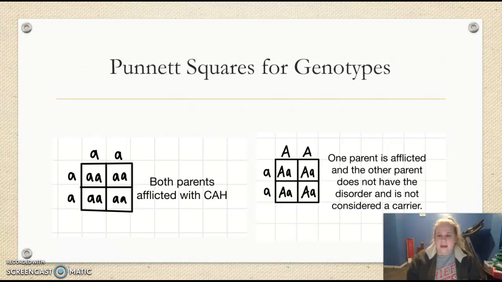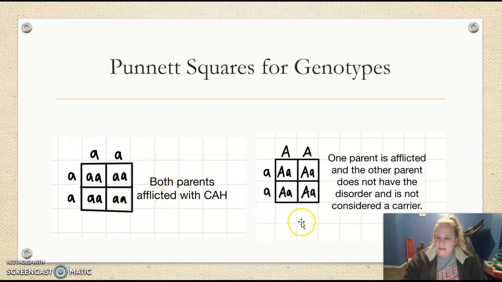These are some Punnett squares that I made during one of our assignments for the genotypes. The first one on the left is both parents are afflicted with CAH, and because CAH is a recessive disorder, you'll see that the letters are lowercase for recessive. They'll be uppercase if it's dominant. So lowercase means they are afflicted. So both parents, this is 100% right here, that the child will be afflicted as well.